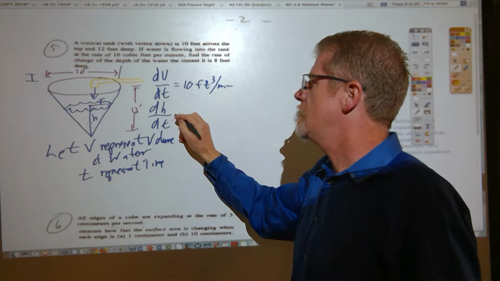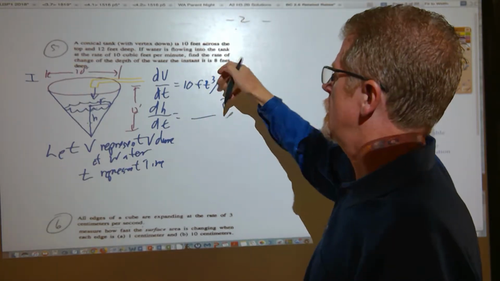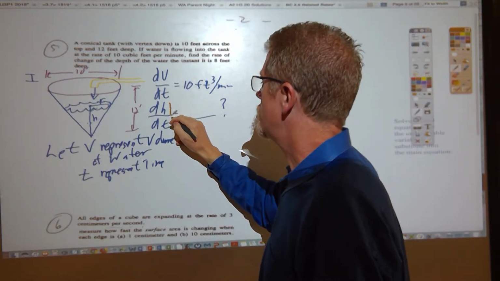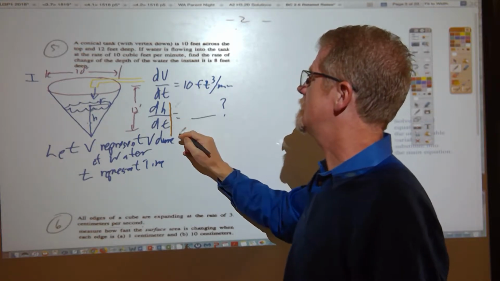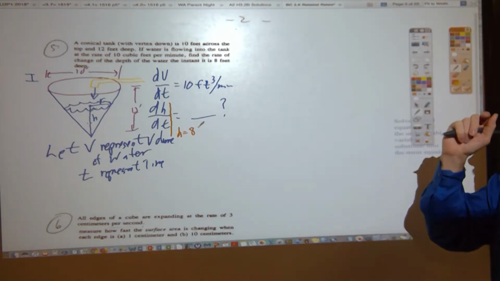dH/dt equals blank, question mark. And we want that to be evaluated at. So notice how I used the long vertical bar, the evaluated-at bar, evaluated at h equals 8. So that's what we're looking for.